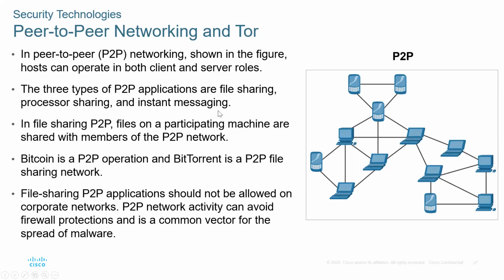You also have peer-to-peer networking as well as Tor. So peer-to-peer or P2P networking is shown in this figure here. It's used to operate in both client and server roles. There are three types of P2P applications, such as file sharing, torrents, processor sharing, and instant messaging. In file sharing P2P networks, the files are on participating machines or shared with members of each of these networks. Bitcoin itself is a P2P operation, and BitTorrent is also a P2P file sharing network. File sharing peer-to-peer applications should not be allowed on corporate networks.